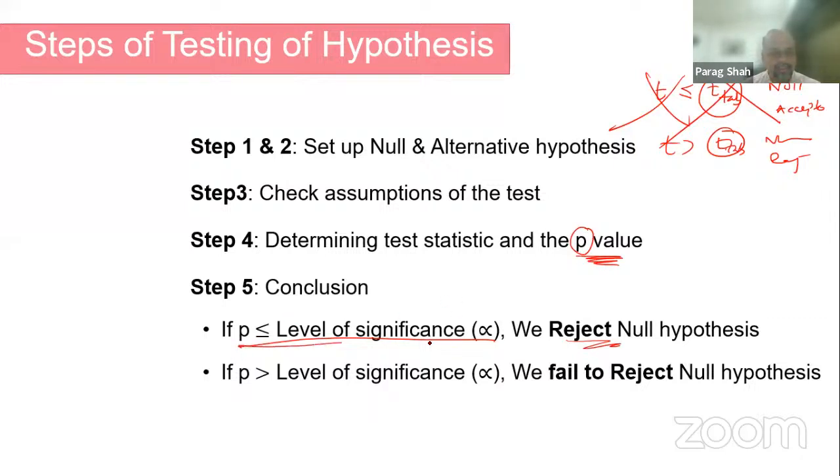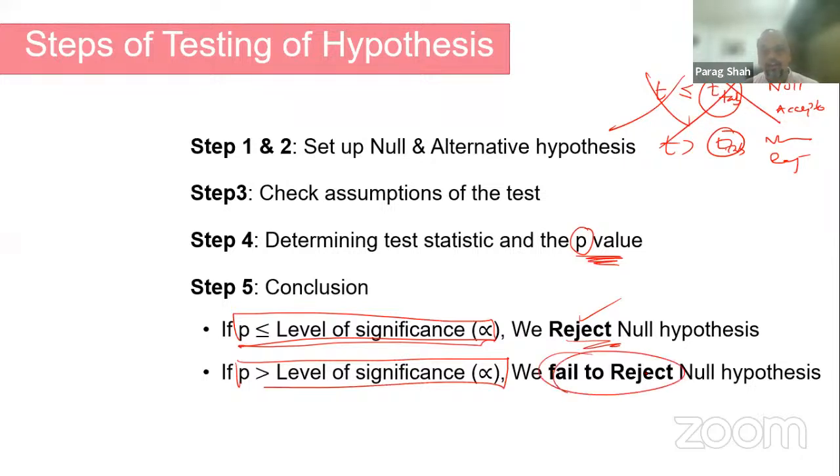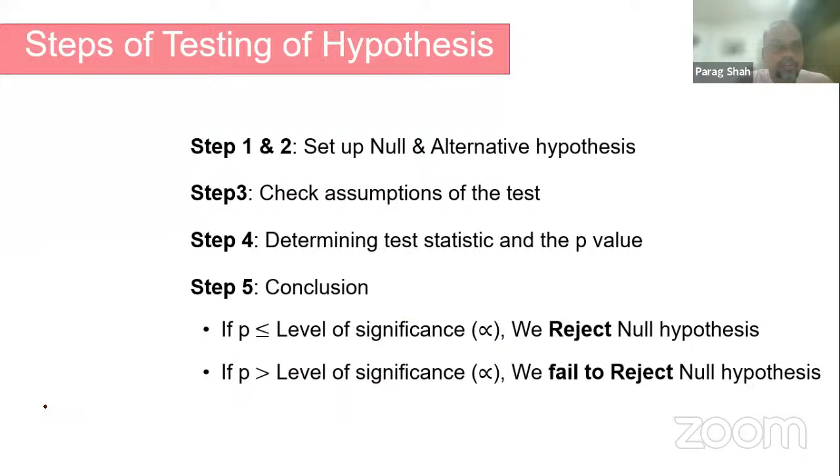So if p is less than or equal to alpha, then we reject. And if it is greater than alpha, then we fail to reject. Statistically, we never accept. We say the data does not help us to reject, so we say we fail to reject. But as a layman, we can say we accept the null hypothesis. These are the 5 steps used for all hypothesis testing. Step 1 and 2, null and alternative. Step 3, assumptions. Step 4, determining the test statistic and p-value. Step 5 is the conclusion. This conclusion remains fixed: p less than alpha, reject; greater than alpha, we fail to reject.